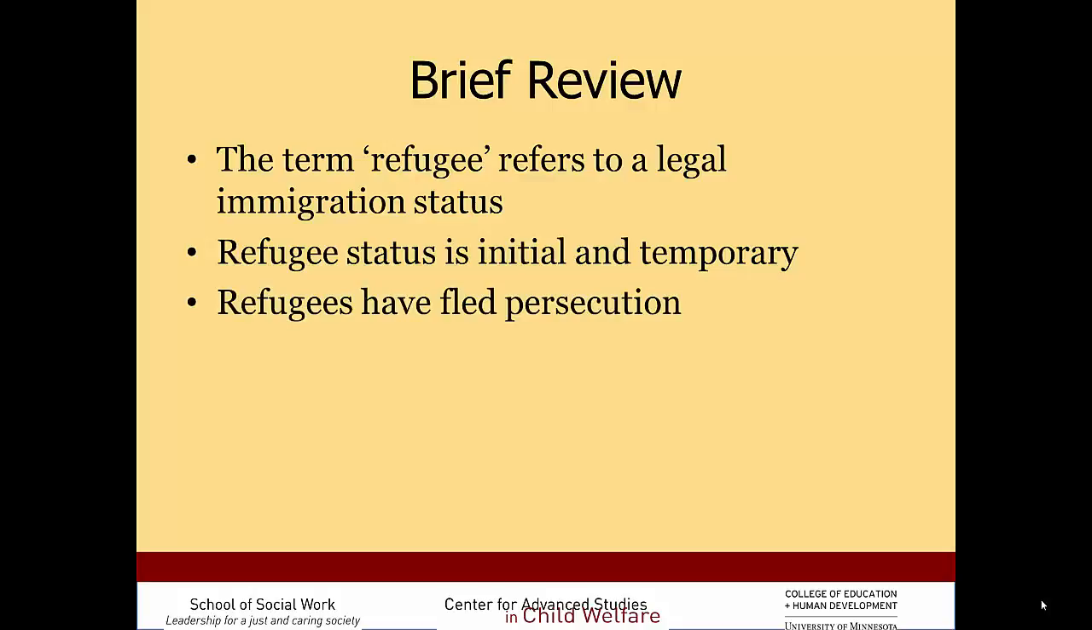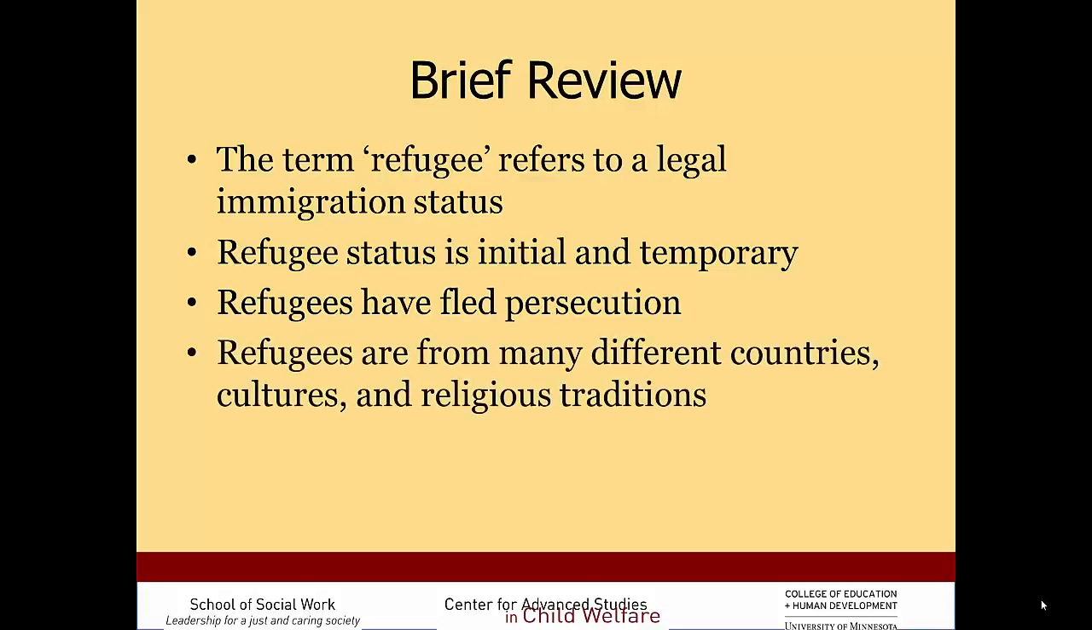Refugees are people who have fled persecution or who had a well-founded fear of being persecuted based on one of 5 factors: their race, religion, nationality, political opinion, or their membership in a particular social group.